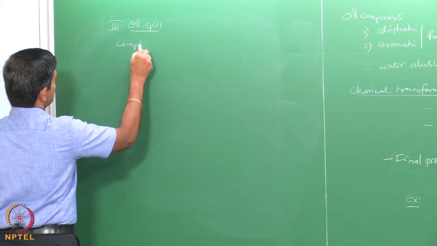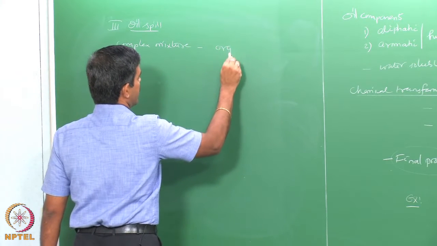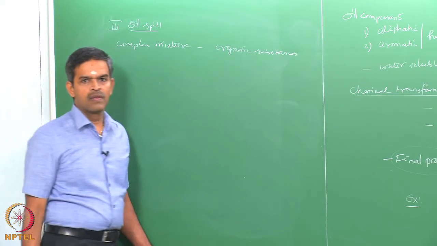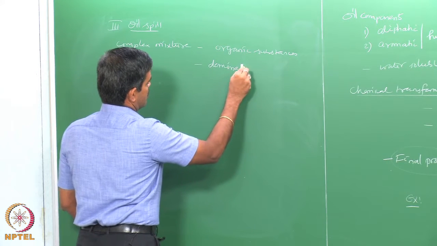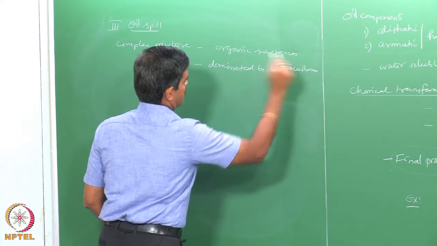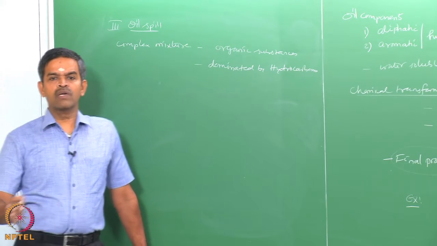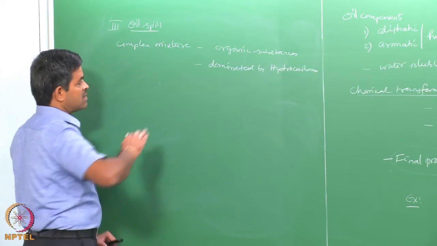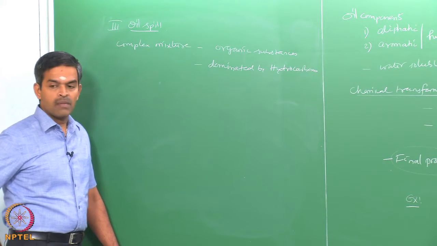So, it is a complex mixture of many organic substances. Of course, they are dominated by hydrocarbons. There is no doubt on that. Now, when they come in contact with the marine environment, they are easily separated into fractions. That is the very important first stage why oil spills are dangerously affecting the marine environment.